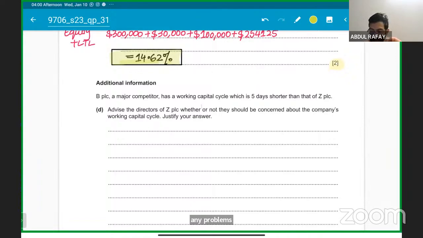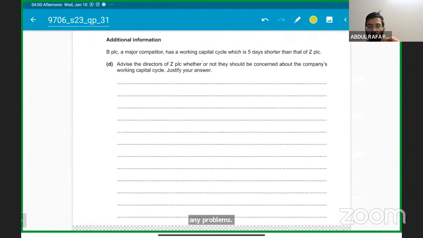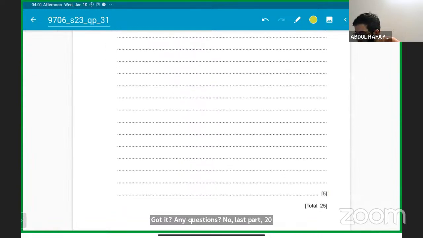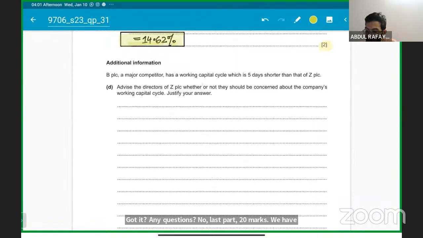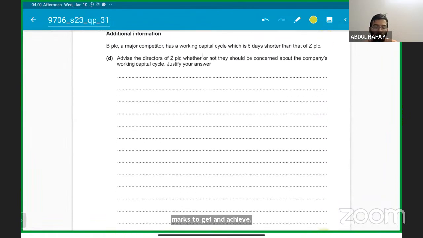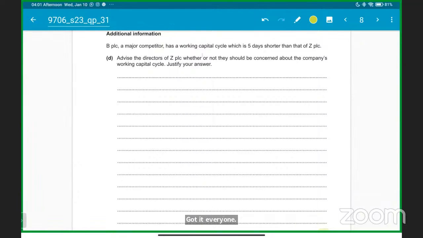Got it? Any questions? Now, the last part: 20 marks we have achieved, students. The last part is for 5 marks, for a total of 25 marks to achieve. We have part D. I would like everyone to quickly read it so that we can start solving and understand how to write down the 5 marks theory. Got it, everyone clear?